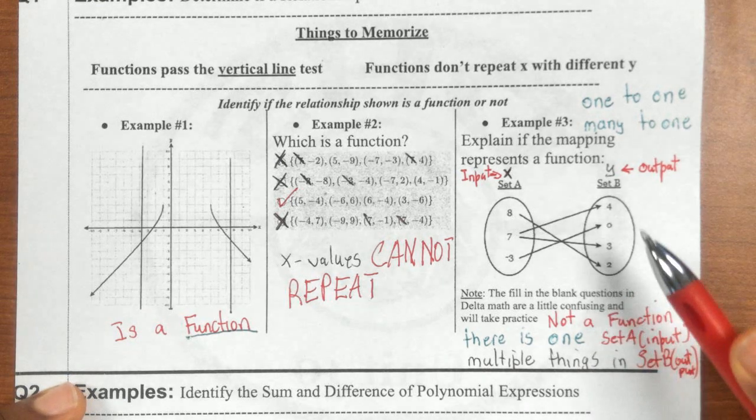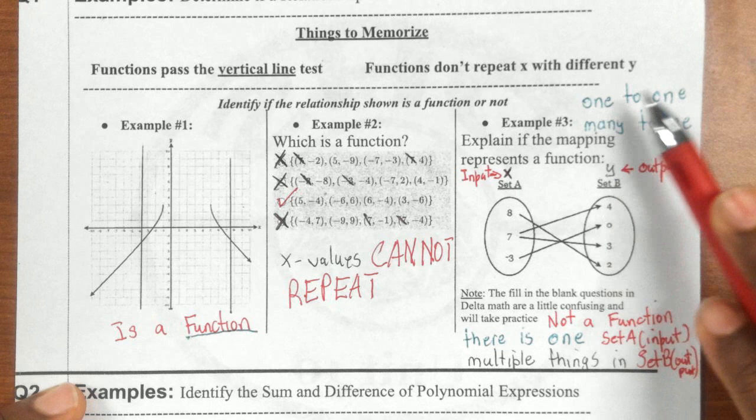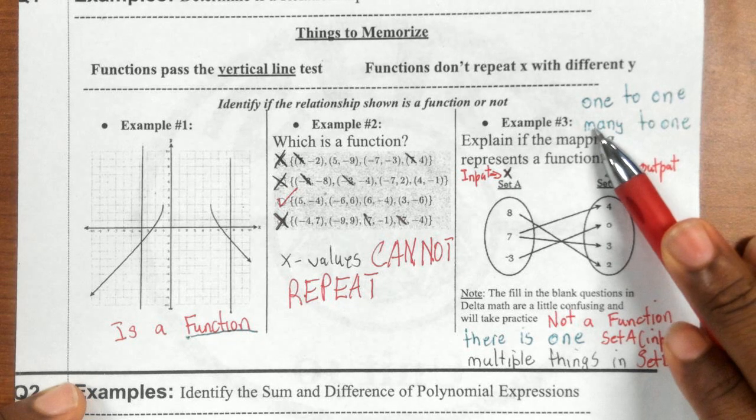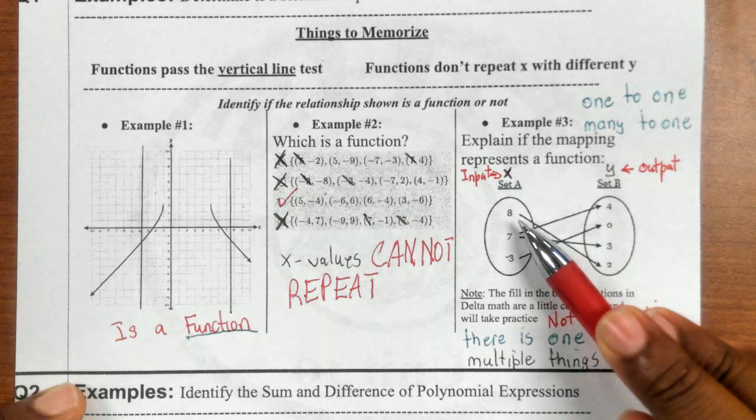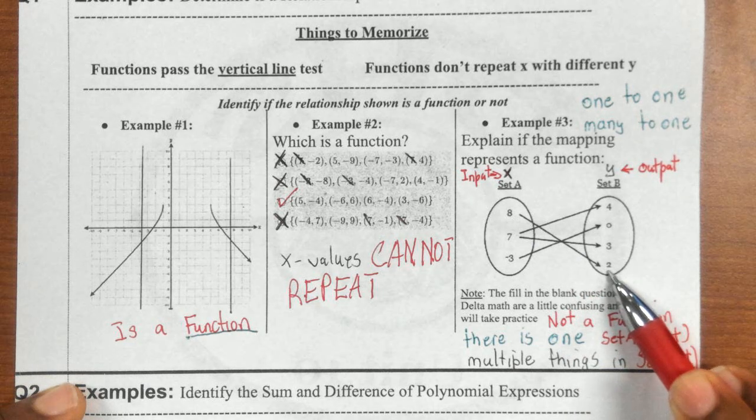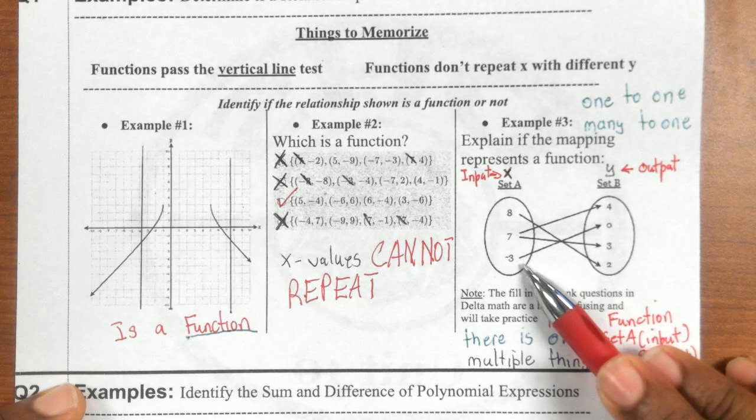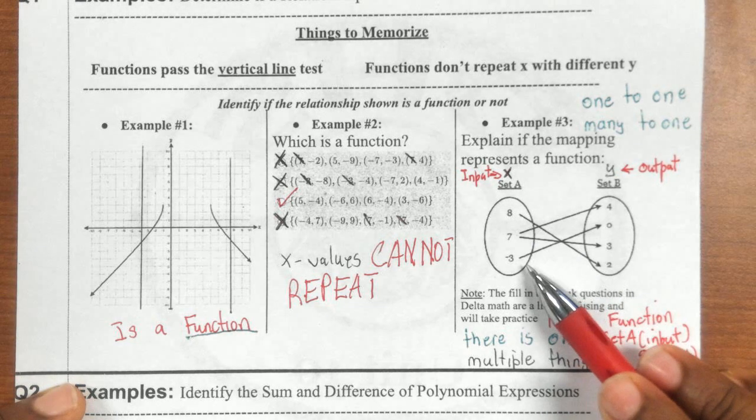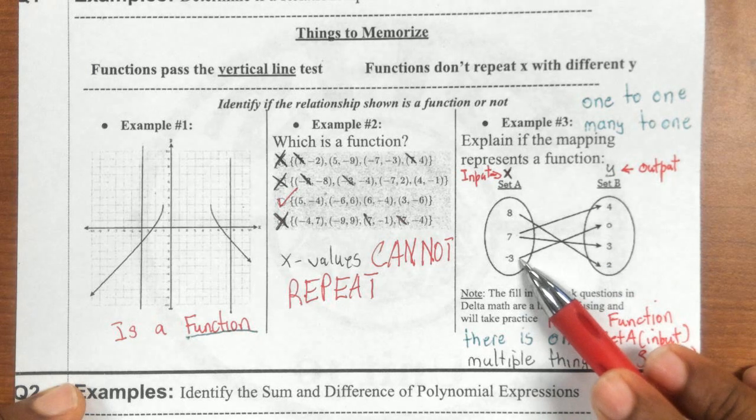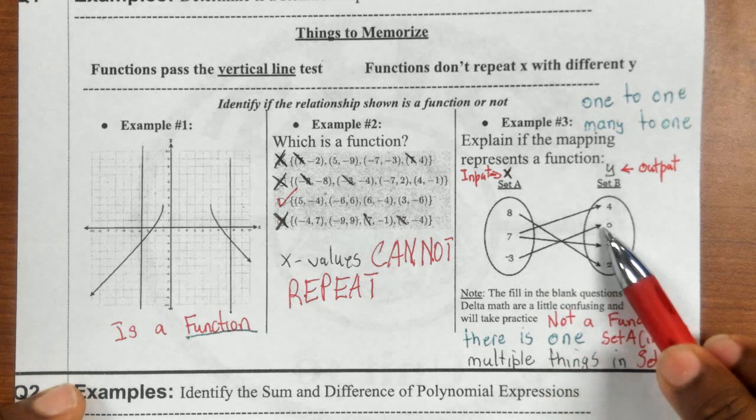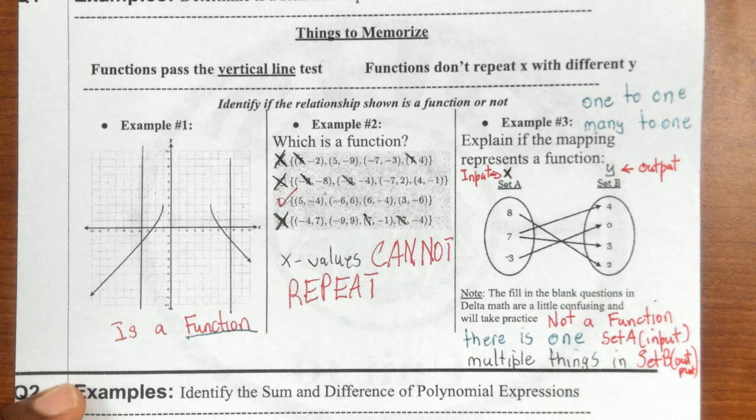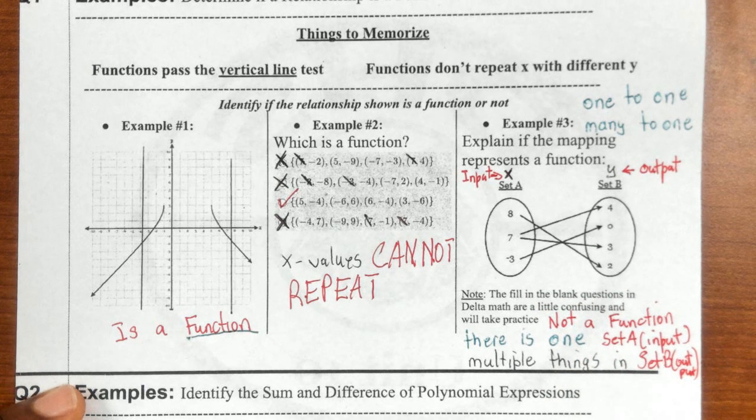It can only be a function when it's one to one or many to one. That means one thing is going to only one thing, or many things are going to one thing. For example, if you saw this -3 going to the 0 and the 7 going to 0, that would be a function. Just like that.